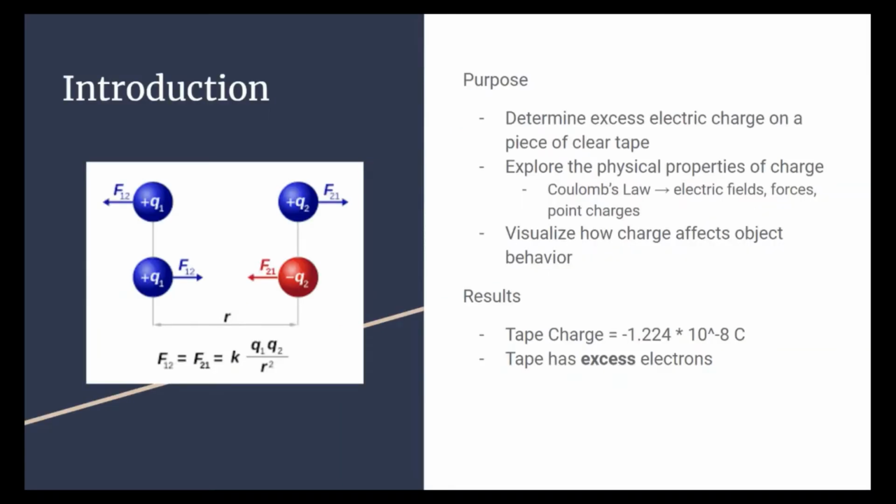So, an introduction. The purpose of this lab was to determine the excess electric charge on a piece of clear tape. In the lab, we explored the physical properties of charge, such as Coulomb's laws, which deal with calculating the electric fields and electric forces of point charges. We used these physical properties to visualize how charge affects object behavior. Our results came out to be that the tape has a charge of negative 1.224 times 10 to the negative 8 coulombs, and therefore it has an excess amount of electrons.